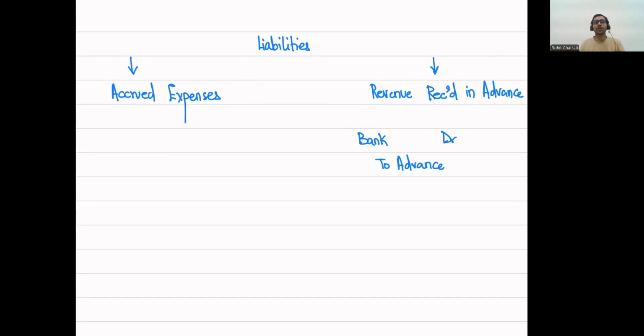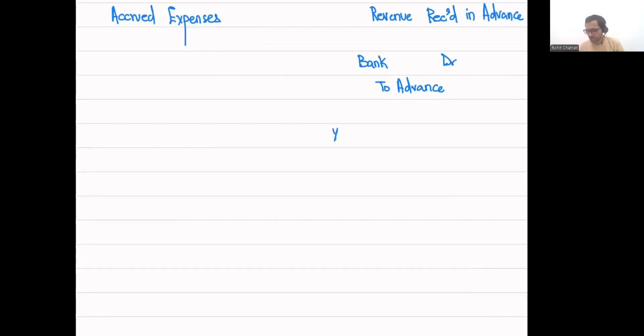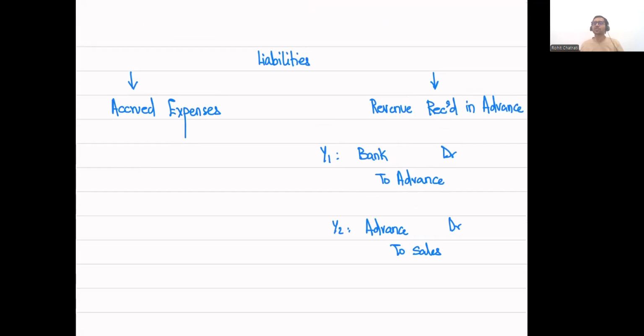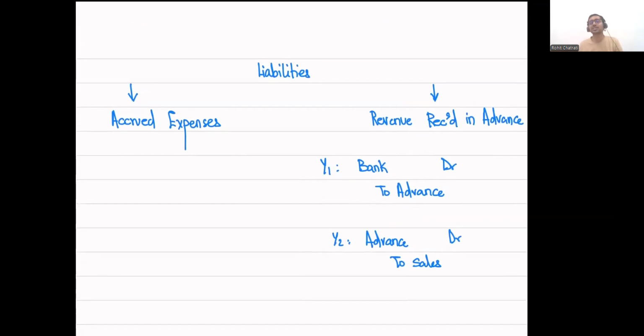The journal entry is you will record bank account debit, a receipt of 1 lakh, and the credit will not go to sales because the goods have not yet been delivered. The credit will go to advance. In the next year, when you sell the goods, you record another journal entry, which would be advance debit to sales. So in year one, you are crediting advance and parking it as a liability. In year two, the liability is moved to sales once the goods are delivered. These are the journal entries in case of revenue received in advance.